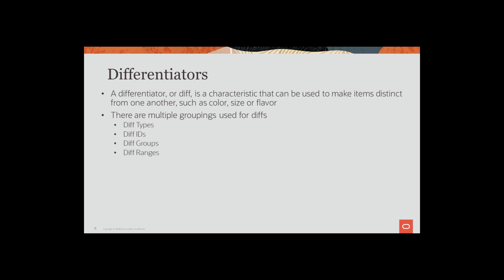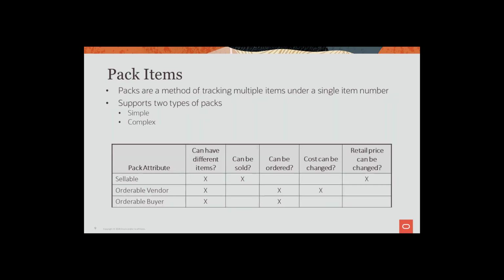Diff ranges are used to further group diff IDs within a diff group. For example, within the diff group sweater colors, a range could be defined for all fall sweater colors. Pack items are a method of tracking multiple items under a single item. Packs may be created to simplify the ordering process, sell multiple items under a single price, or some combination of these two concepts. Packs in merchandising can be indicated as sellable, orderable, or both.